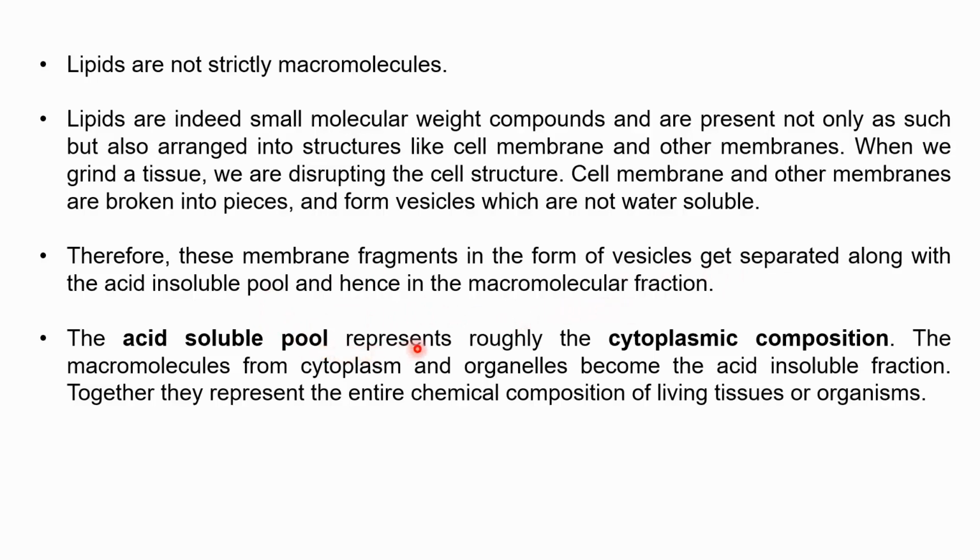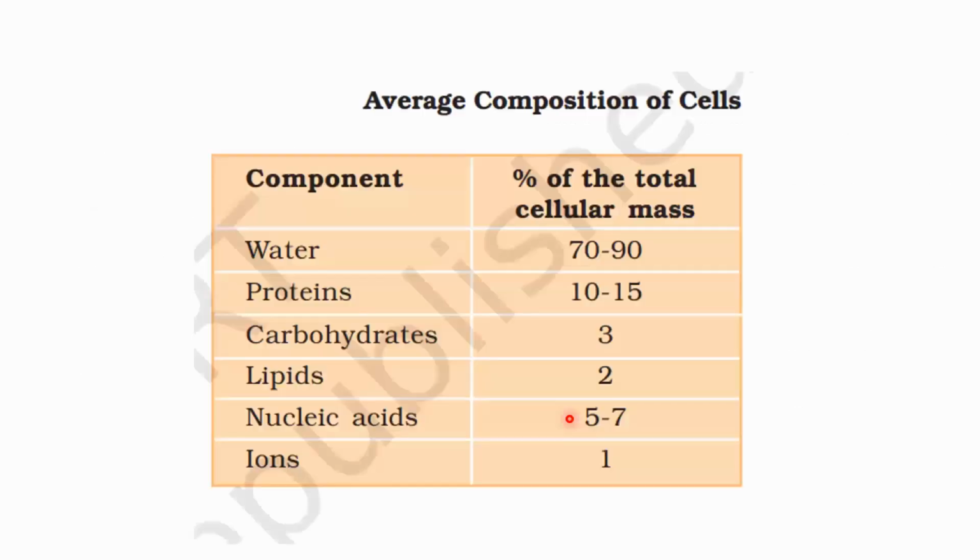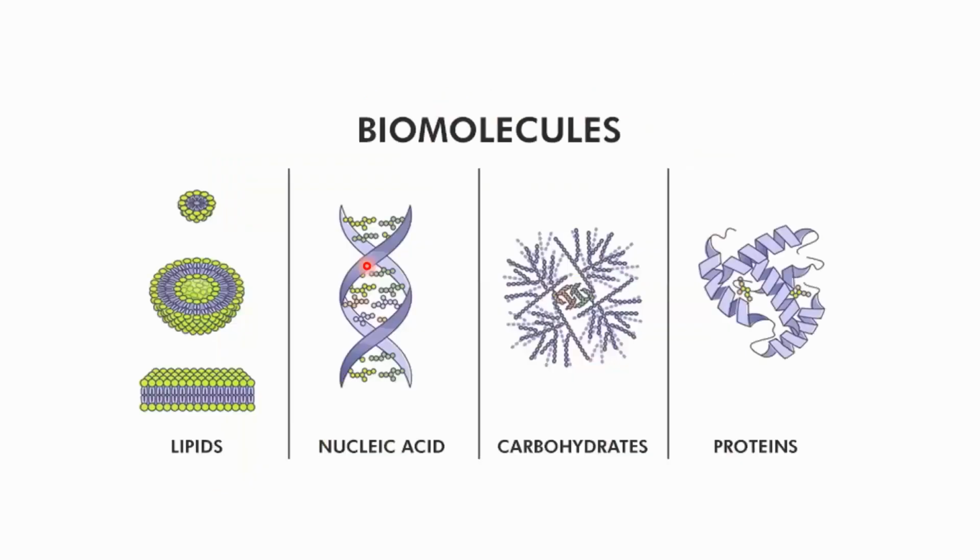The acid soluble pool therefore represents only the cytoplasmic composition. The macromolecules from cytoplasm and organelles become the acid insoluble fraction. Together they entirely represent the chemical composition of living organisms or tissues. So basically, lipids, proteins, and polysaccharides come under the acid insoluble fraction. Now, the average composition of the cell includes water, protein, carbohydrates, lipids, nucleic acids, and ions, of which, as I mentioned, water is almost 70% to 90% of the total cellular mass.